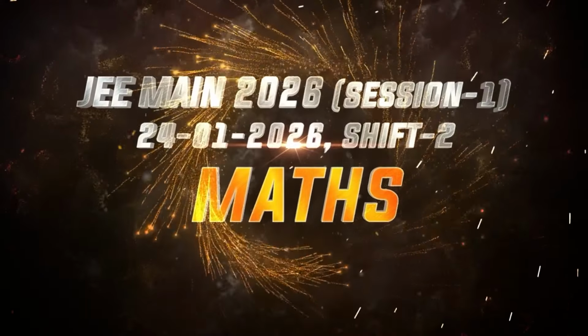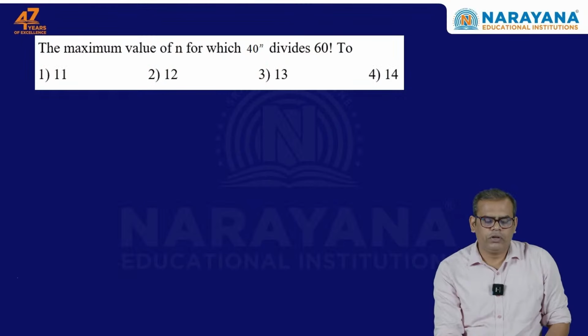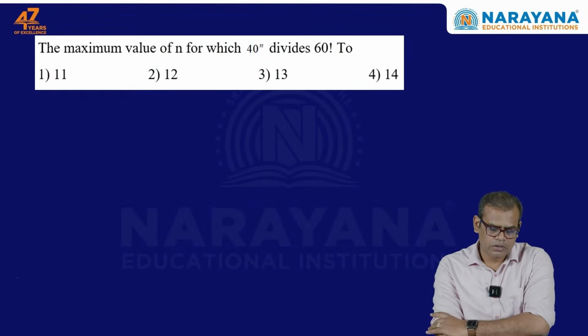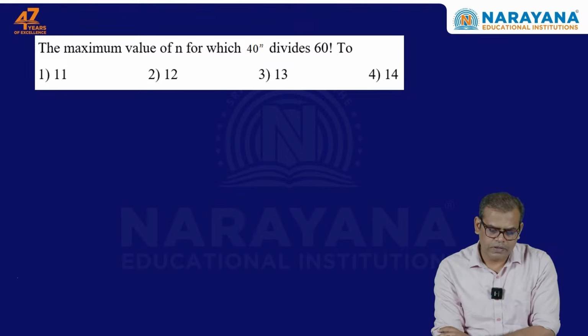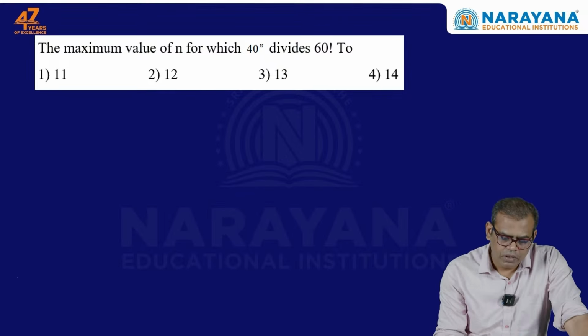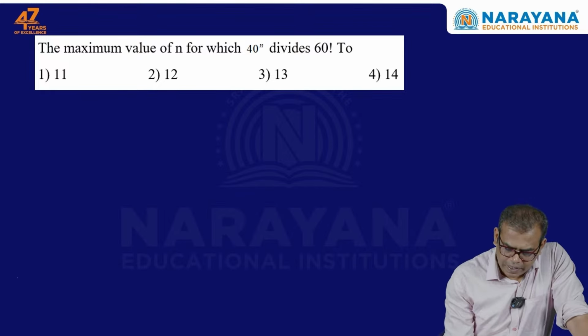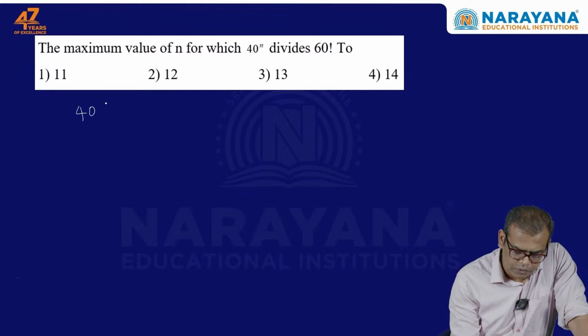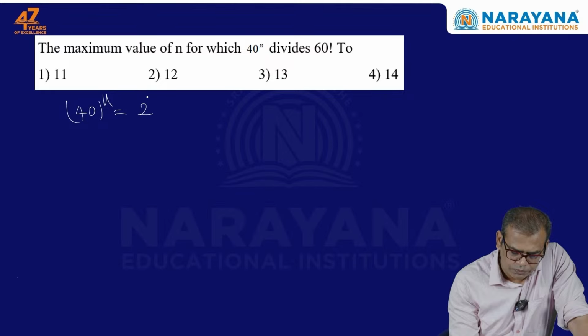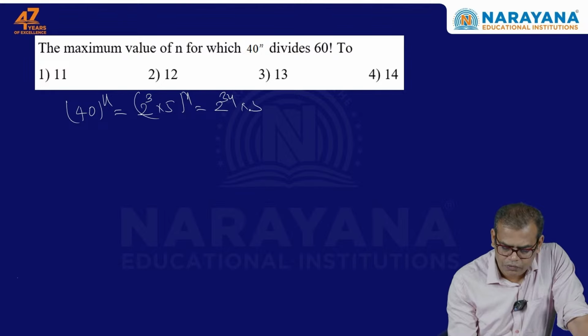Thank you. Let's see some other questions from mathematics. Good evening, student. Now the 24th January, second shift session question: the maximum value of n for which 40 to the power n divides factorial 60. The prime factorization of 40 is 2 cube into 5, and the whole to the power n means 2 to the power 3n into 5 to the power n will come.